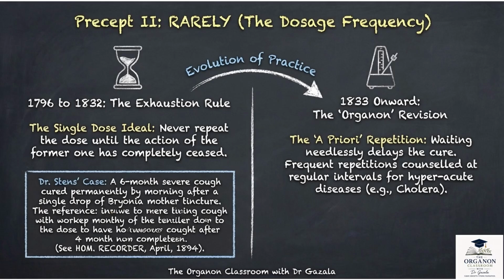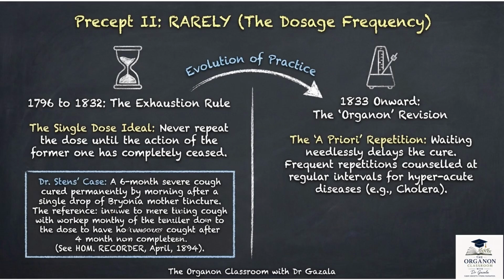Okay, in the earlier period from 1796 to 1832, Hahnemann emphasized what we can call the exhaustion rule. Okay, exhaust that dose of the medicine. A single dose was not to be repeated until the action of the previous dose had completely ceased. All right, Hughes gives us an interesting clinical example over here: a severe, six month long standing cough that reportedly responded permanently after just a single dose of Bryonia mother tincture.